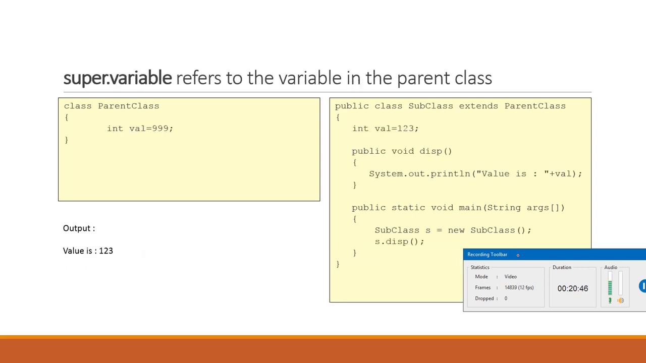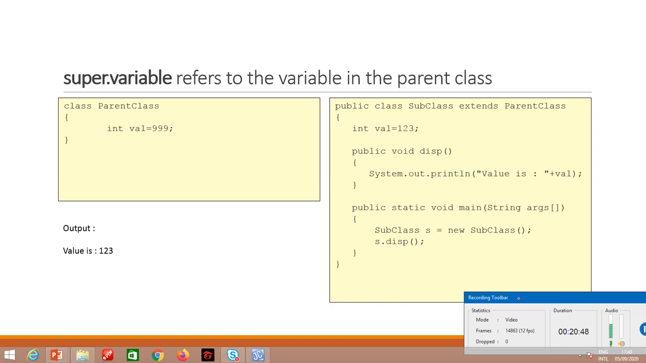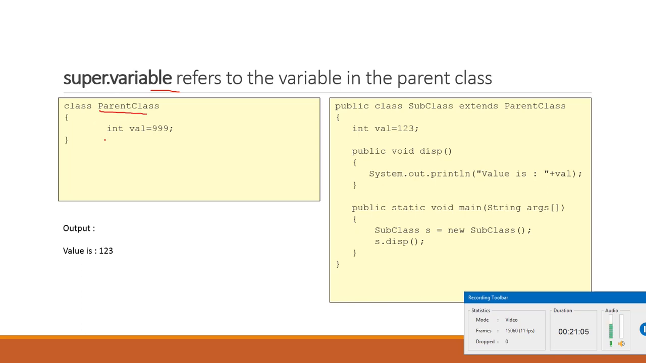Another use of the super keyword, which I discussed in the last class also, is that the super keyword is also used to call the variable of the parent class. So super dot variable refers to the variable in the parent class. So let's quickly go over this program. Parent class has just one variable and it is initialized to 999. It's an integer.